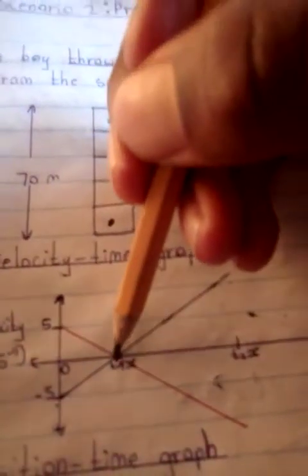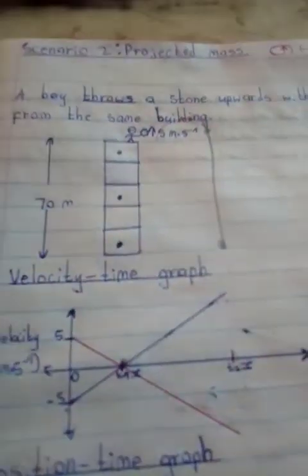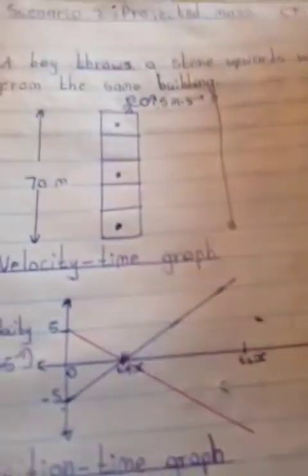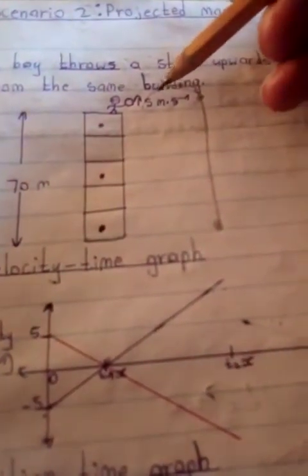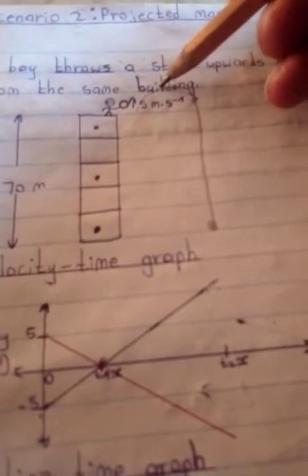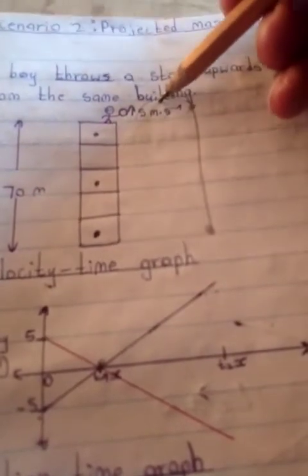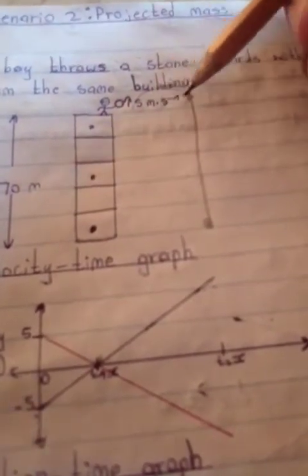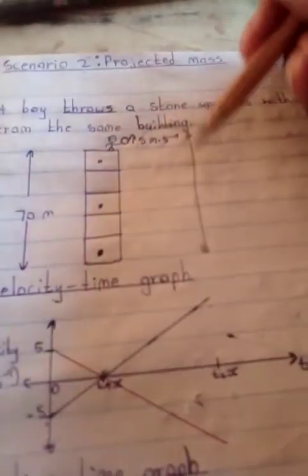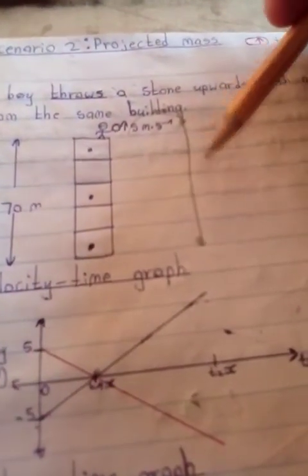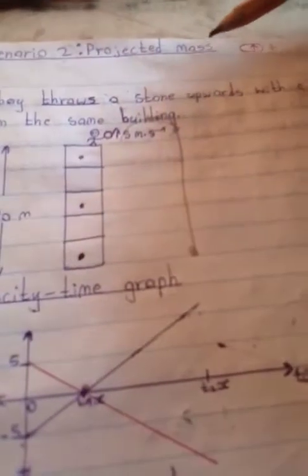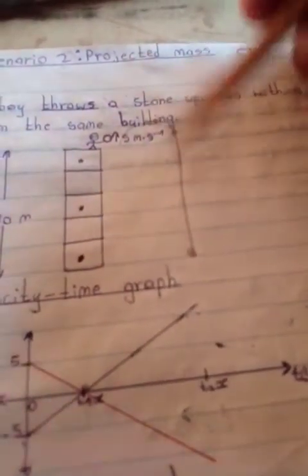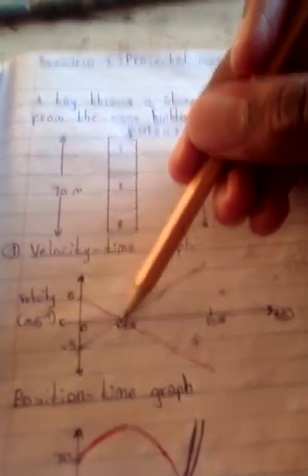This is where it reaches its maximum height, and after here it's going to start gaining velocity, but in what? In the negative direction, because you chose upwards as positive, but now it starts going downwards. That's why it starts to experience a negative velocity.